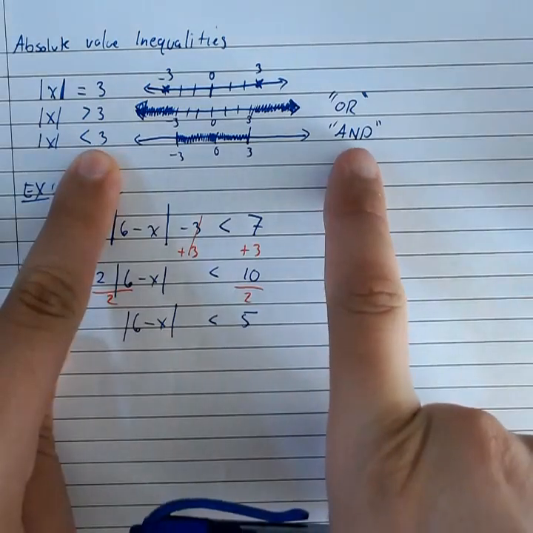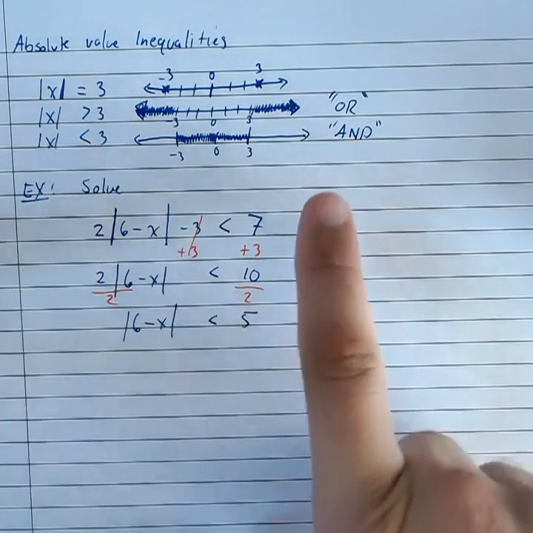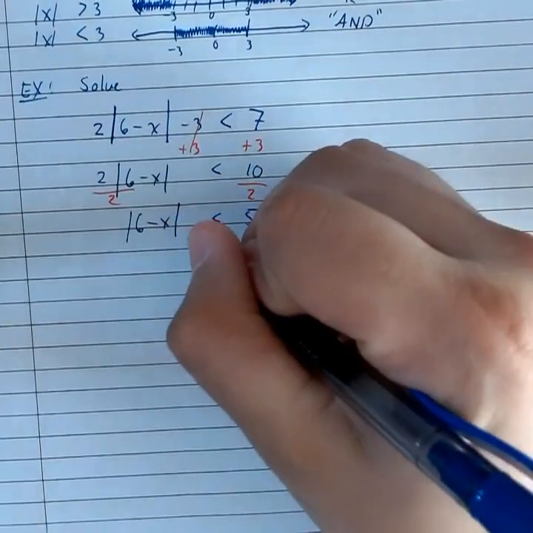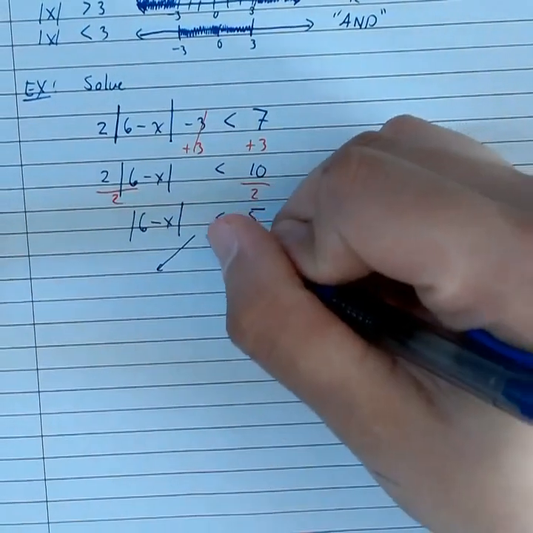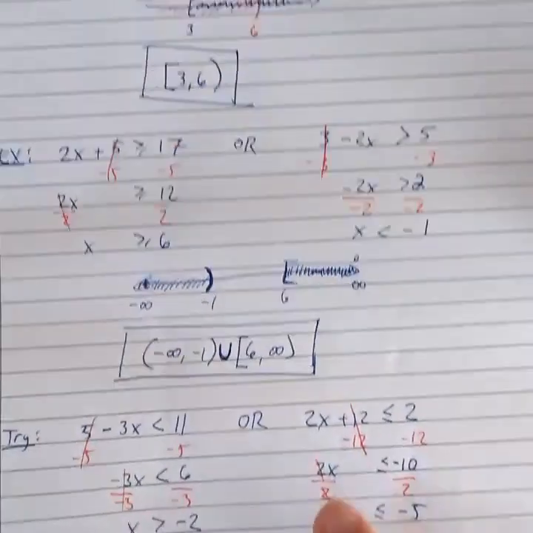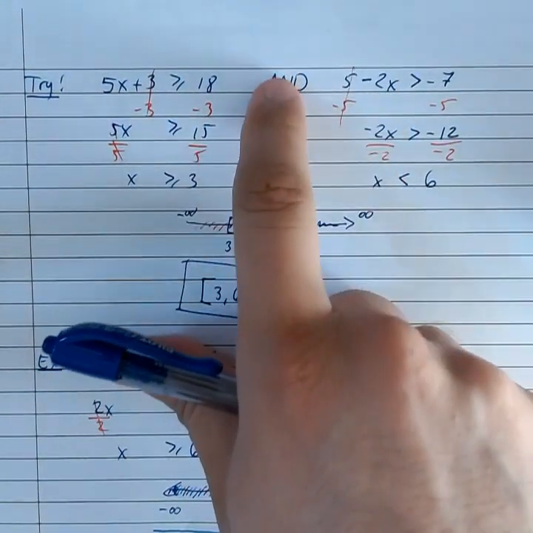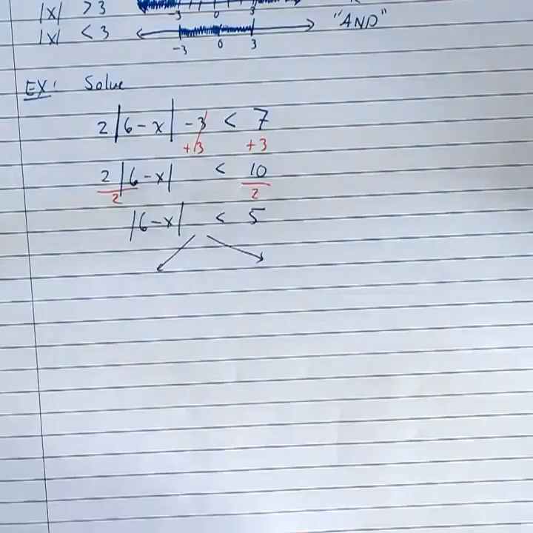So that can be written as an AND statement. Say, okay, well, how do I do that? How do I write that as an AND statement? We're going to separate this into 2 separate inequalities. After all, that's what an AND statement looks like. It's 2 separate inequalities. And you solve each one on their own and then stick them together at the end.